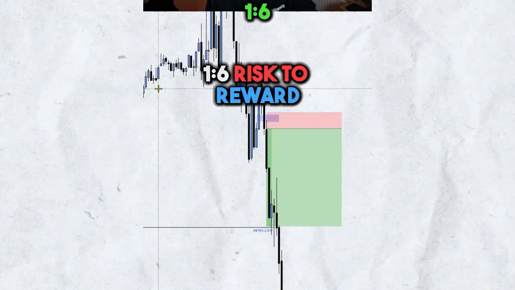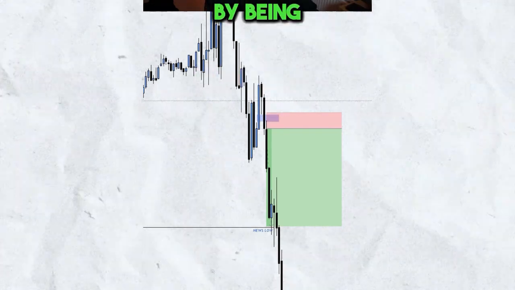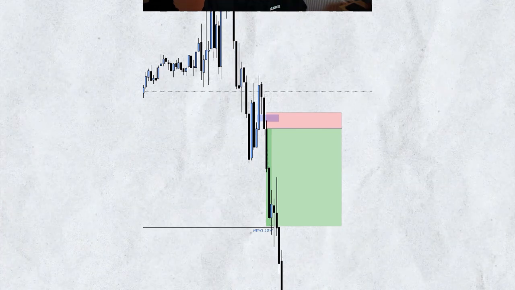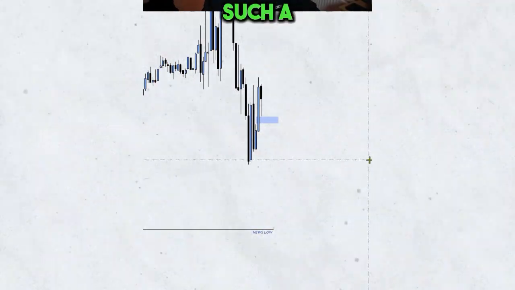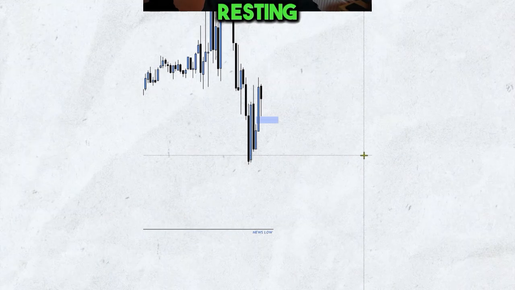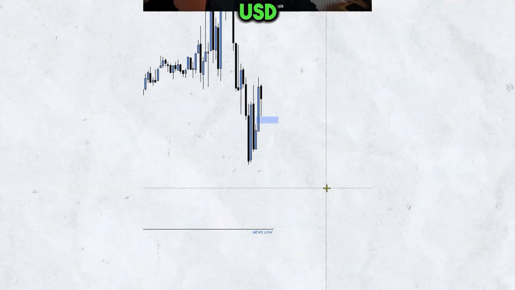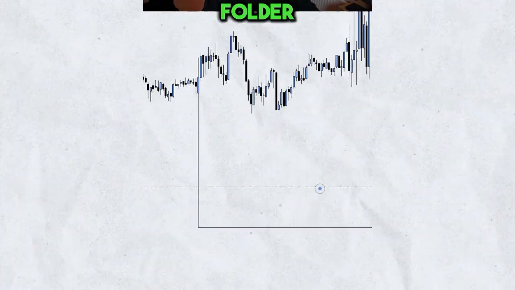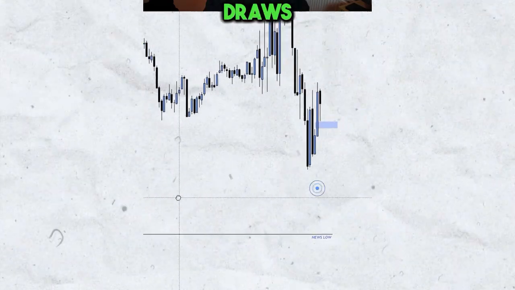Look at this 1 to 6 risk to reward play that you should have caught today only by being able to identify liquidity and fair value gaps. Now what makes this trade so good is that we have such a strong draw on liquidity resting below in the market, and that is a news low. Now all a news low is, is whenever we have a red folder news on forexfactory.com that says USD. This is what we call red folder news, and it normally makes a big candle like this, and then the high and the low of this candle are extremely strong draws on liquidity.